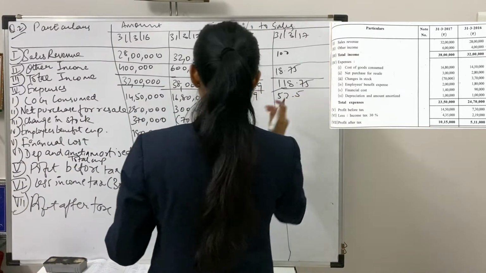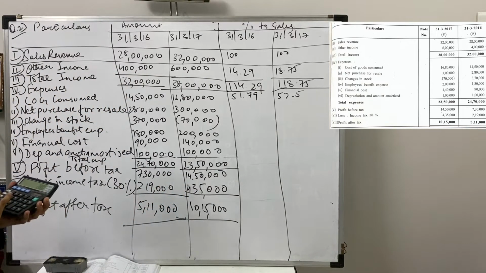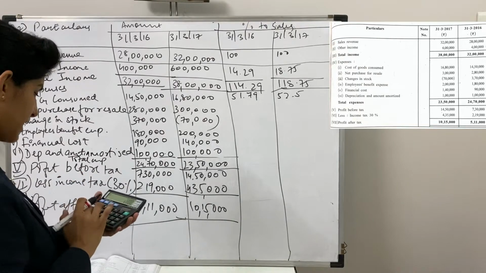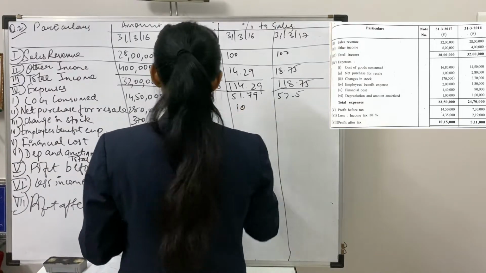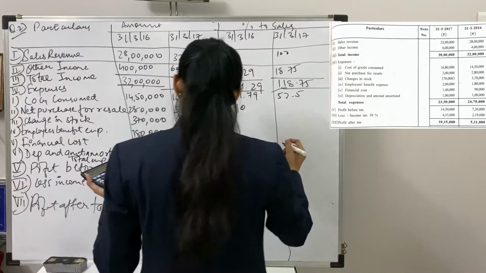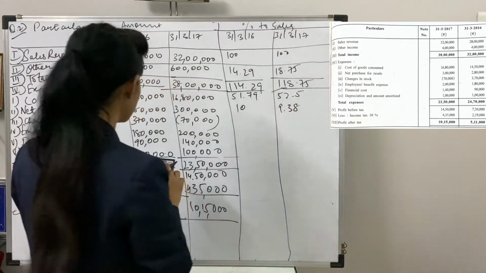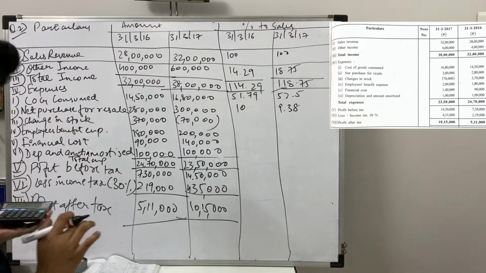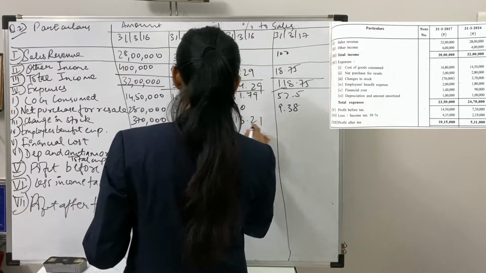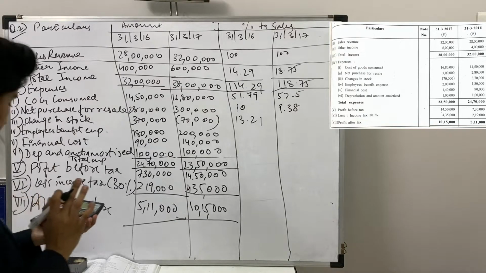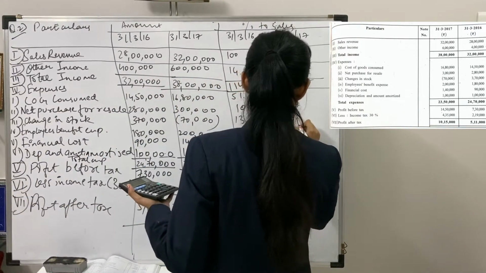52.5. Next, 22 lakh 80,000 into 100 divided by 28 lakh. This will be 10. Next, 3 lakh into 100 divided by 32 lakh, 9.375, that is 9.38. Next is your 3 lakh 70,000 into 100 divided by 28 lakh. You're getting 13.21. Now as this is minus, we'll get a percentage in minus. 70,000 into 100 divided by 32 lakh, 2.1875, so we'll write 2.19.